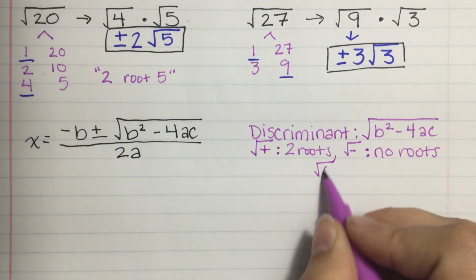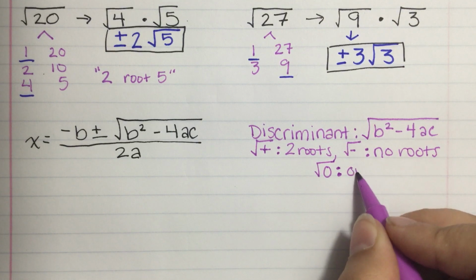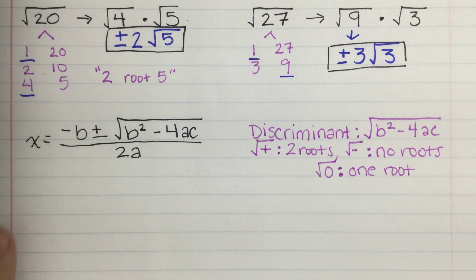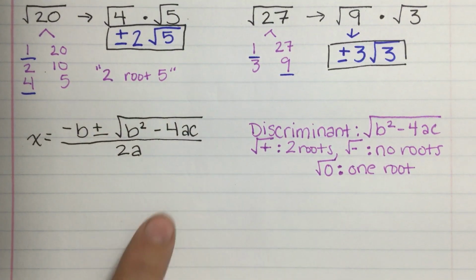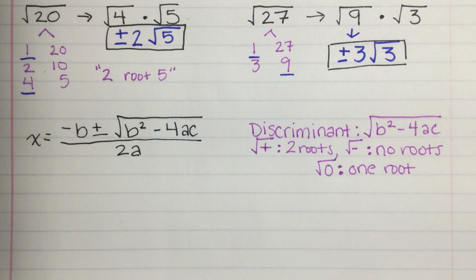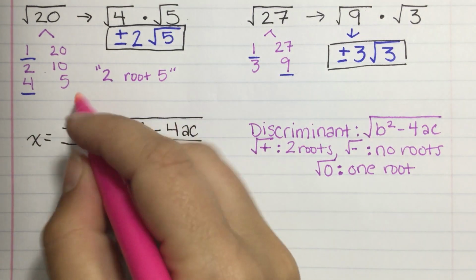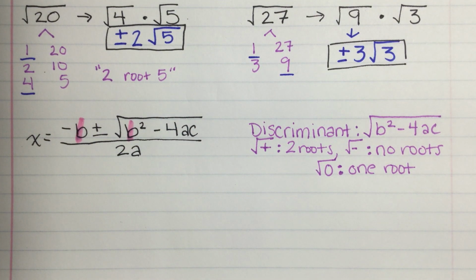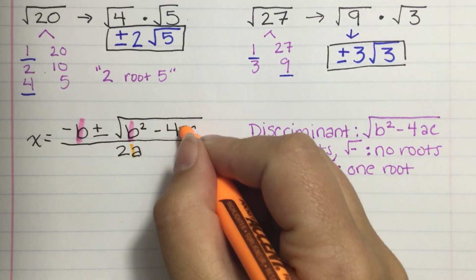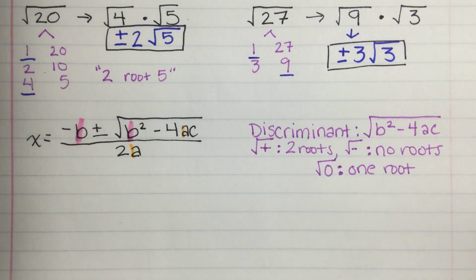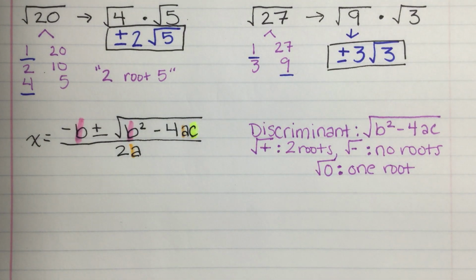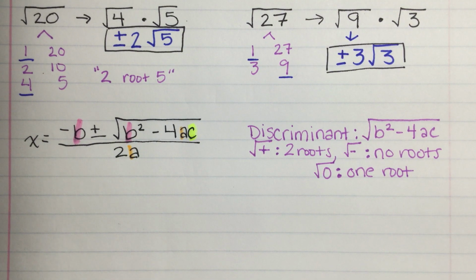And if it is 0, there's 1 root. All right, now let's go back to talking about our quadratic formula. You should notice that there are 3 unknown letters here. Okay, we've got B, we've got A, and we've got C. And where those numbers come from is actually our standard form of a quadratic equation.